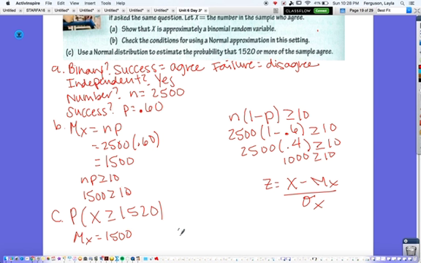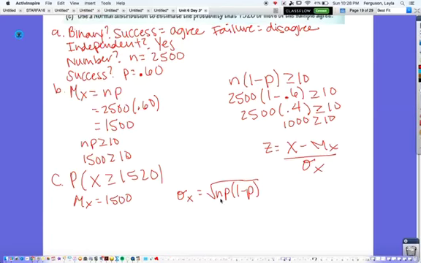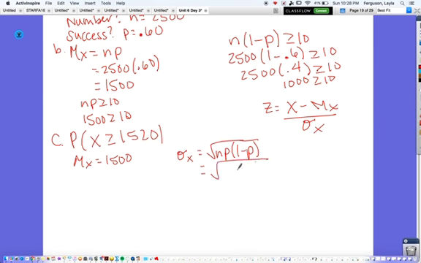And so then we need to find our standard deviation for x. To find our standard deviation for x, we would say the square root of np times 1 minus p, and that was from a rule that we talked about earlier in the notes. So we would find the square root of n times p, which is 1,500, and then we're doing 1 minus 0.6, which we already said was 0.4.